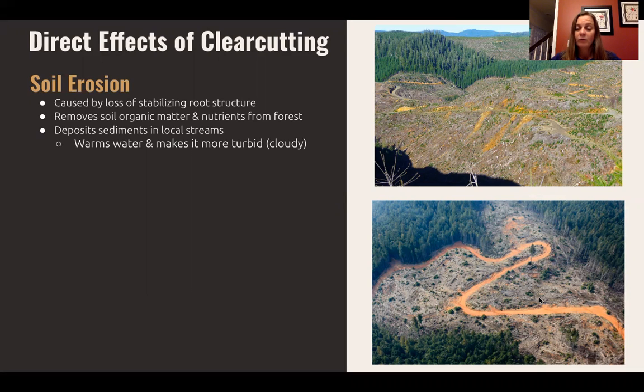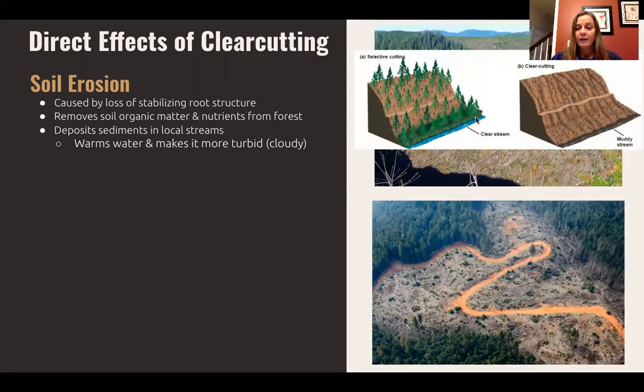And you can remember from when we talked about water quality that turbidity is a measure of how cloudy the water is. And when the water is more cloudy, it makes it more difficult for aquatic plants to do photosynthesis, and therefore it reduces the amount of oxygen available to other living creatures in the stream.